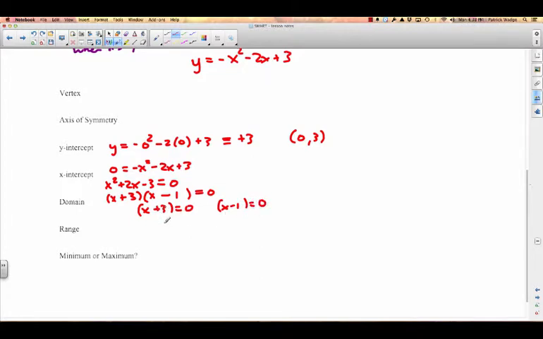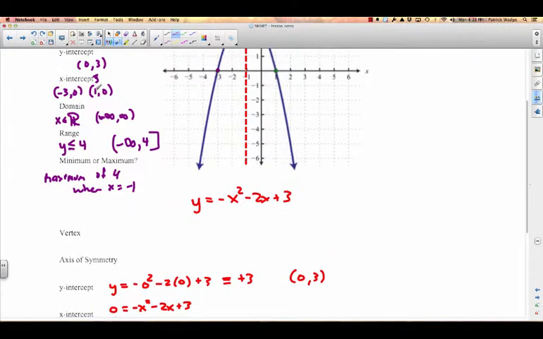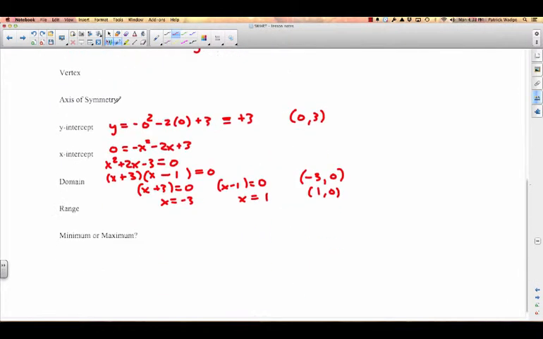What would make this equal 0? If x equals negative 3. What would make this equal 0? If x equals positive 1. So here's our two x-intercepts. One of them is at negative 3, so it's negative 3, 0. And the other one's at 1, so it's 1, 0. And if you look up here, that's what we have, negative 3, 0, and 1, 0.